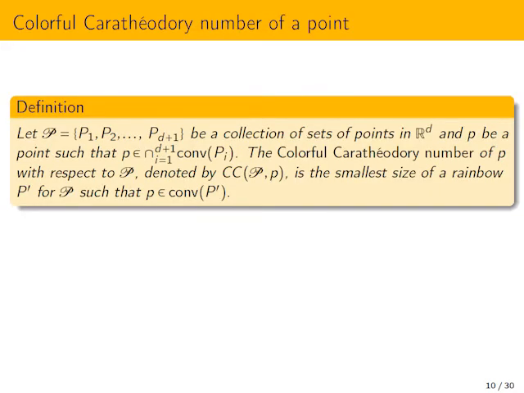One may ask whether the number of points in the set P prime can be reduced. We call a set of at most d plus 1 elements, one from each color class, a rainbow. A rainbow is a subset of a colorful choice for family P. The colorful Carathéodory number of a point p with respect to a family of color classes is the size of the smallest rainbow which contains point p in its convex hull.